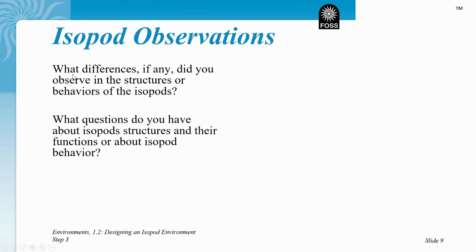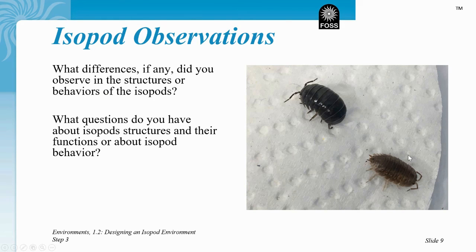Let's look at question number 3 and question number 4. What differences, if any, did you observe in the structures or behaviors of the isopods? So I want you to think, how is the sow bug different from the pill bug? Do you notice anything different about the structure or the way that they behave? Think about how they moved. Think about what they did when they were flipped on their backs or on the wrong side.